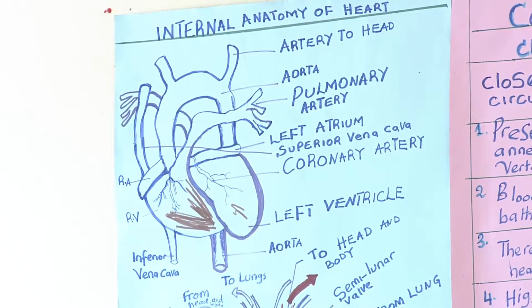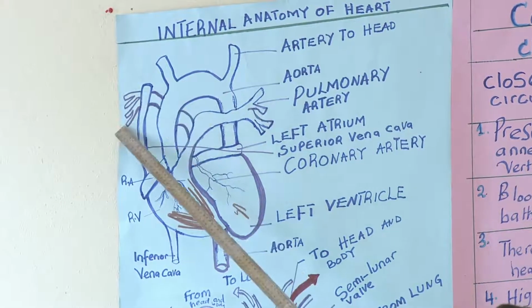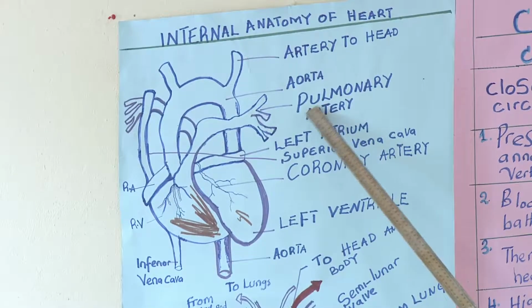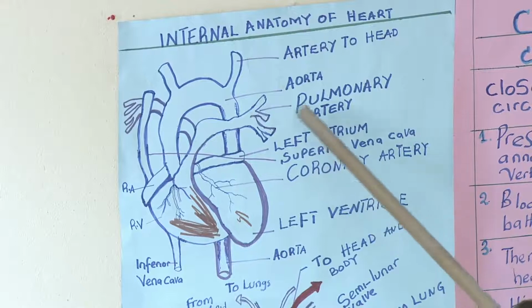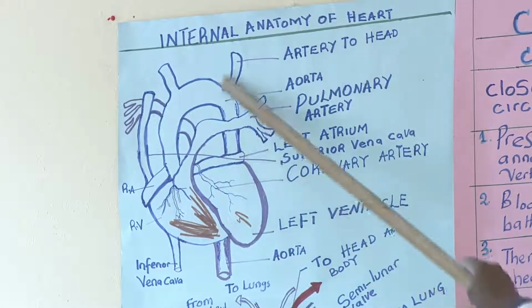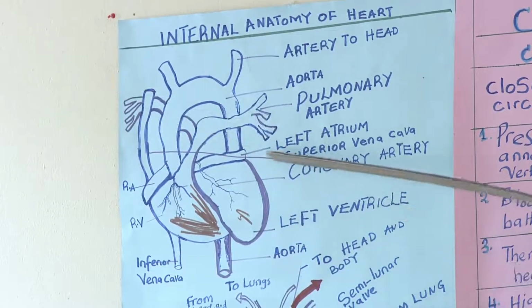The heart is divided into two sides, the right side and the left side. As you can see, it is made up of very many parts. We have internal parts, the internal anatomy of the heart.